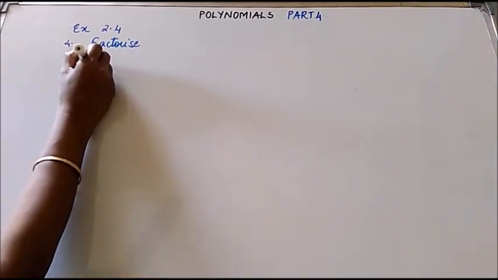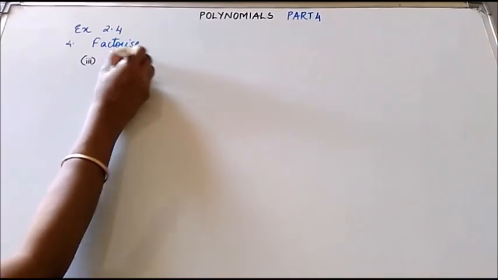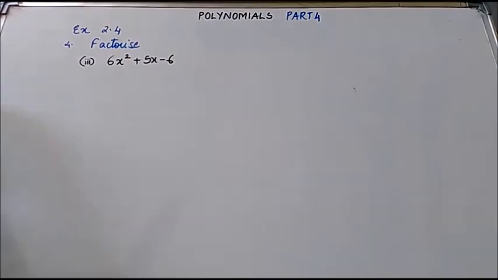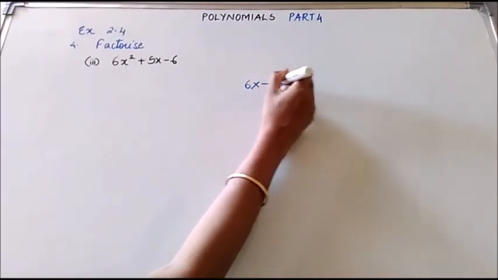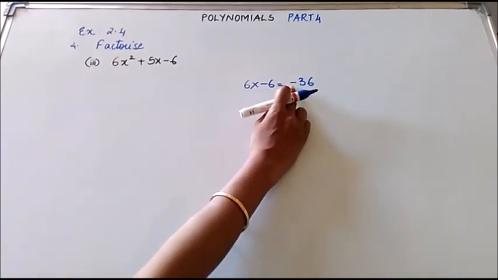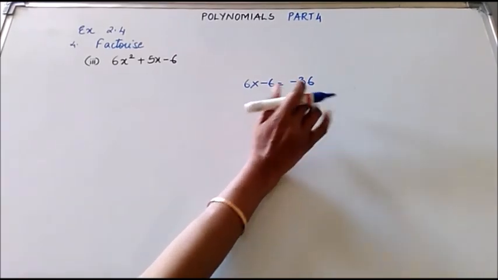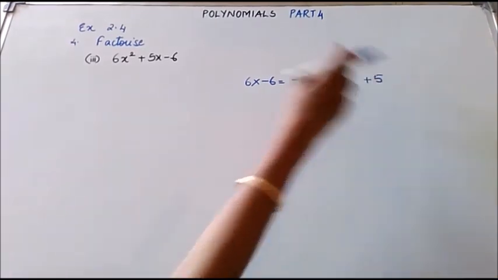Let us do the third question. Factorize 6x square plus 5x minus 6. What is the first thing we do? We multiply the coefficient of the first term into the last term, that gives us minus 36. What is the sign here? Minus. That means we have to subtract the factors of 36 to get plus 5. That is the coefficient of the middle term.